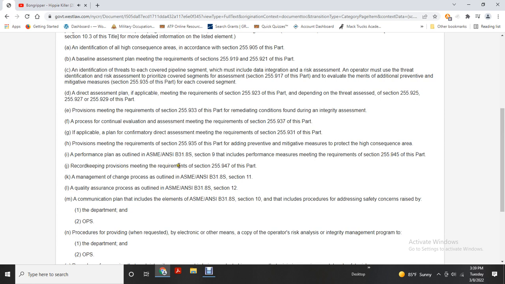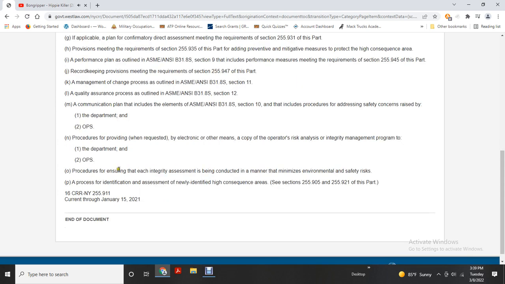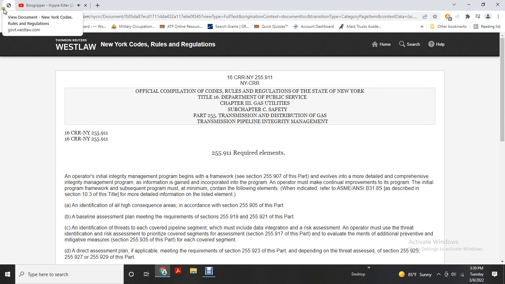Recordkeeping provisions meeting the requirements of section 255.947 of this part. A management of change process outlined in ASME/ANSI B31.8S section 11. The quality assurance process outlined in ASME/ANSI B31.8S section 12. A communication plan, indicated in ASME/ANSI B31.8S section 10, that includes procedures addressing concerns raised with the department and OPS. A procedure providing that, upon request, the operator will provide by electronic or other means a copy of the operator's risk analysis or integrity management program to the department OPS. A procedure ensuring that each integrity assessment is conducted in a manner that minimizes environmental and safety risk. A process for the identification and assessment of newly identified high consequence areas. That was the required elements.